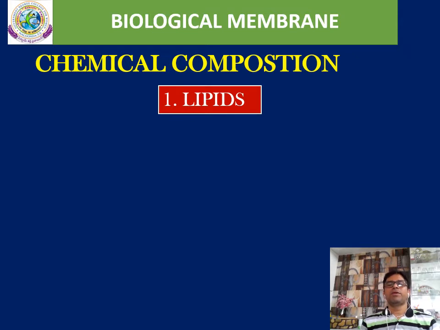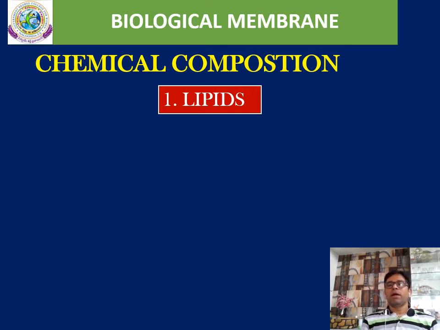As I told you just before, lipids and proteins are very important constituents of plasma membrane. Here I am going to tell you about lipids. Lipids constitute 40% of the total chemical constituents of the plasma membrane.